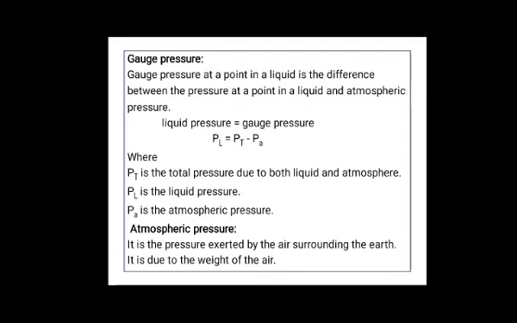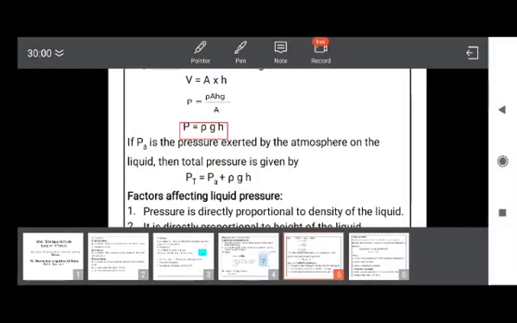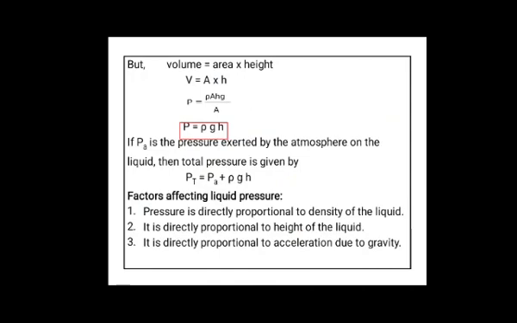See, the factors affecting the liquid pressure, whatever we learnt. This one: pressure is directly proportional to density of the liquid. If you want to know more, the barometer is an instrument which is used to measure pressure. In the barometer, mercury is used to find atmospheric pressure instead of water and other liquids because of its high density. We can use water also, but a tube of large length is required at that time.